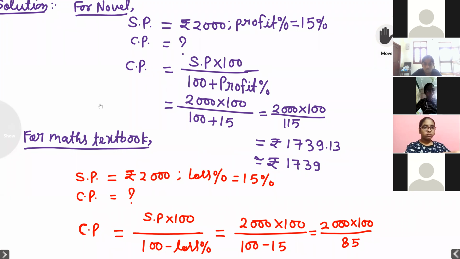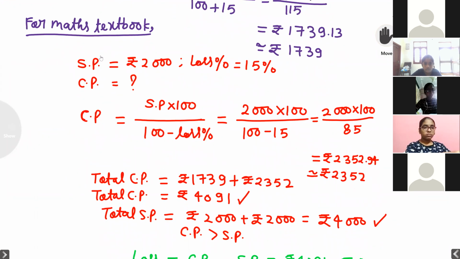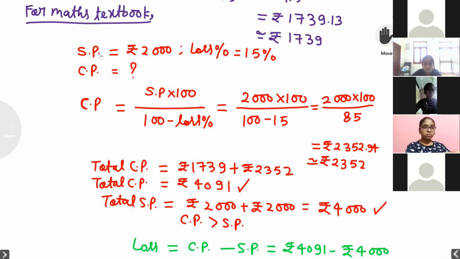Again, I want to find out CP for the mathematics textbook. SP is the same, 2000 rupees. Loss percentage 15%. I want to find out CP. Same formula: CP is equal to SP into 100 by 100 minus loss percentage. Now we got CP 2352. Now total CP is equal to CP of first item plus CP of second item, 4091.